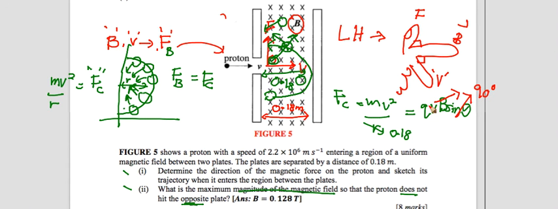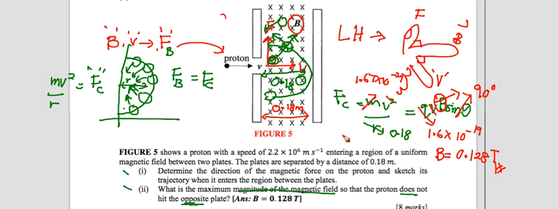The V here is the same value, so you can cancel it. The charge of the proton is a constant, 1.6 × 10^-19 coulomb, and the mass of the proton is a constant value, 1.67 × 10^-27 kilogram. So now you can find the value of B. The final answer, if you use the calculator, B is 0.128 Tesla, so that the proton does not hit the opposite plate in the system. So that's all. Thank you.